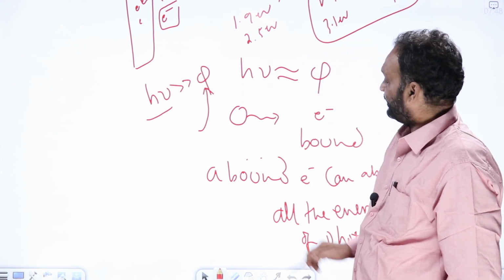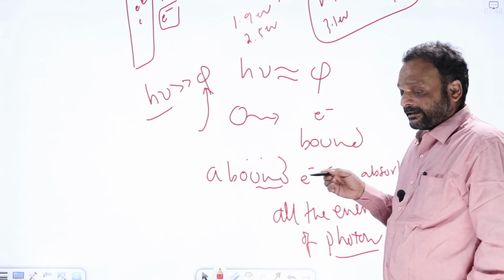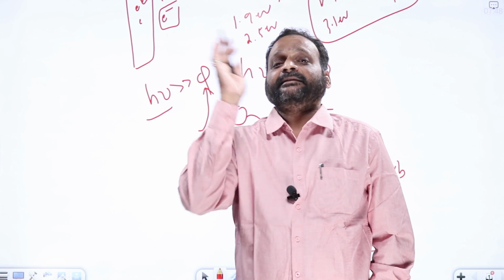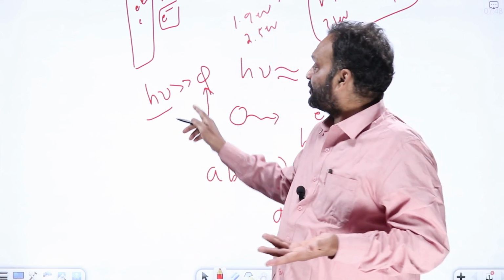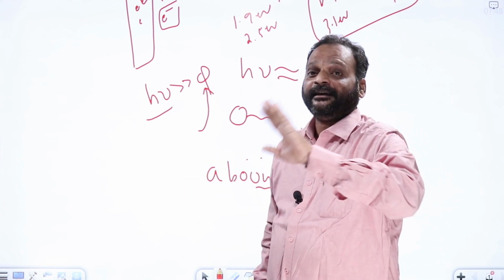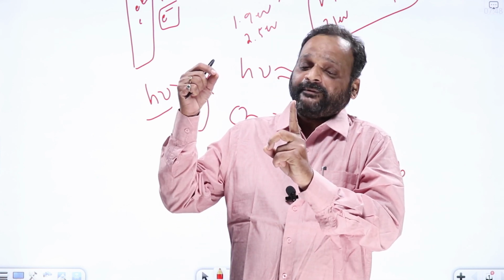Next topic. Now here in photoelectric effect, the electron is a bound electron. A bound electron can absorb all the energy of the incident photon. That's why the incident photon disappears after the interaction. In the next topic, Compton effect, h nu is very much greater than phi, so the electron is a free electron. A free electron cannot absorb all the energy of the incident photon. Remember, that's why in Compton effect, what will happen?